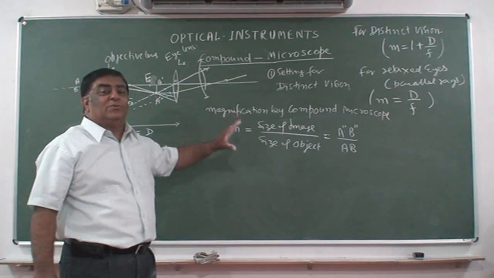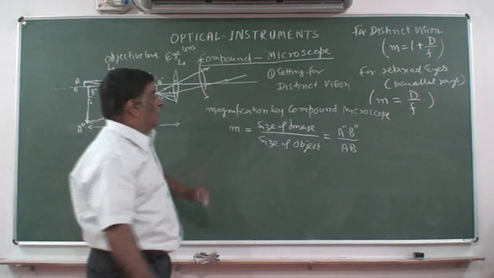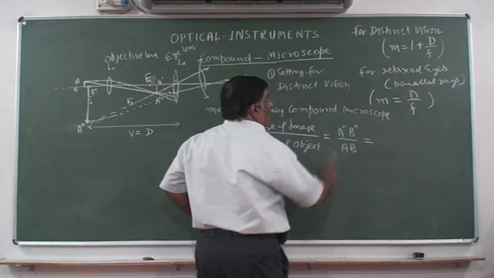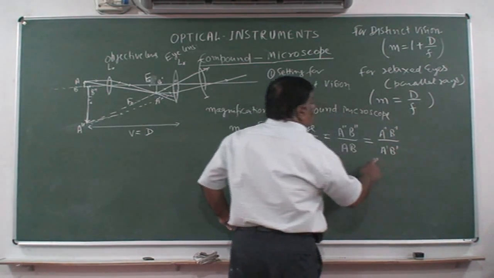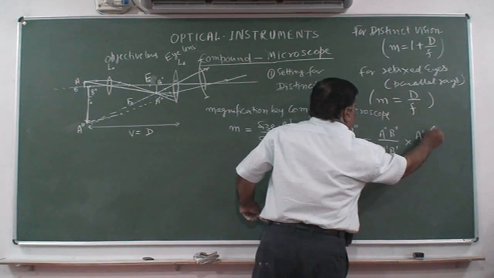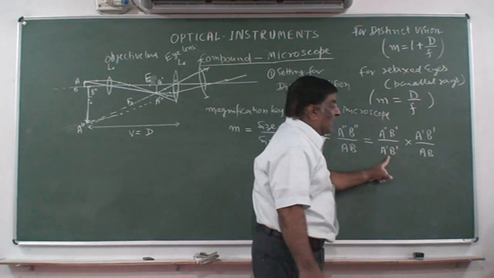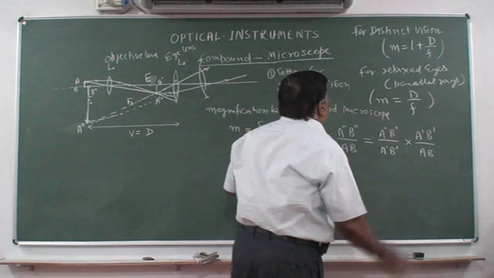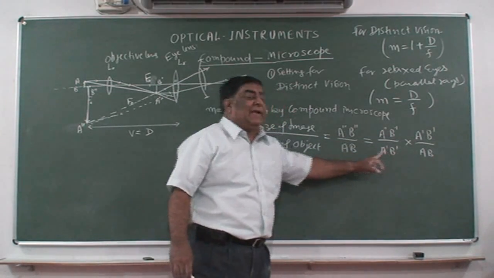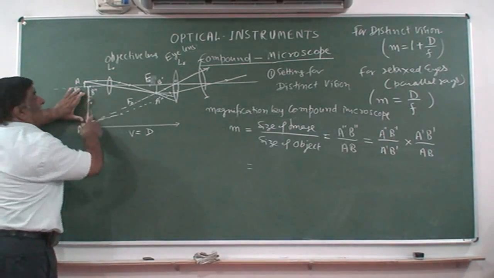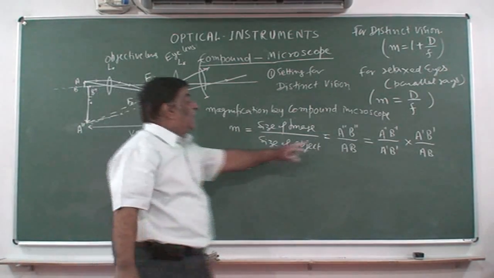Now this magnification we do some derivation so that it comes in the terms of U, V, F, etc. So this is equal to A double dash B double dash divided by A dash B dash. We introduce it multiplied by A dash B dash divided by AB. A double dash B double dash and AB are in their places. We put one in the denominator and one in the numerator. Why did we do this? See, this is equal to A double dash B double dash divided by A dash B dash. A double dash B double dash is the image for this lens and A dash B dash is the object for this lens.